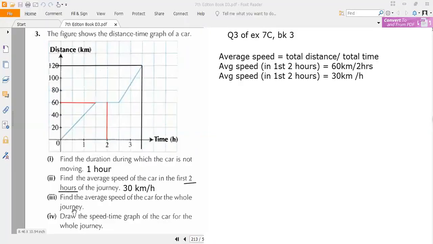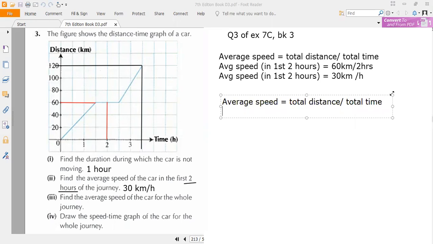Question number 3: they are asking to find the average speed of the car for the whole journey. I have to find the average speed of the total journey. Again, I am going to write my formula. My formula is average speed equals total distance over total time.